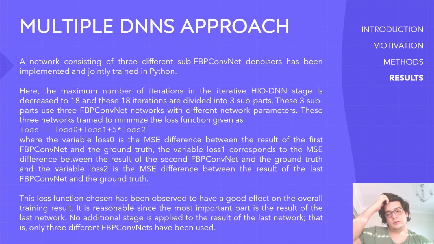I also tried a multiple DNNs approach. In this approach, a network consisting of 3 different sub-denoisers has been implemented and jointly trained in Python. I divide the iterative stage into 2 subparts, and these 2 subparts use different denoisers, different network parameters, and I train them using the following loss function. This loss function gives better reconstructions when I tried, since it is important to have a good output at the end in this loss function.